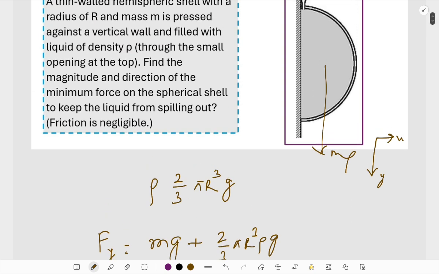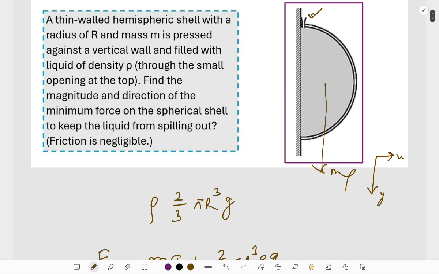And in the horizontal direction, you just imagine a condition. You must be knowing that in the horizontal direction also the fluid is at rest. That means the fluid exerts the same force on the spherical shell as it does on the wall, since the net force on the fluid is zero. So it will exert the same force on the hemispherical shell and on the wall.